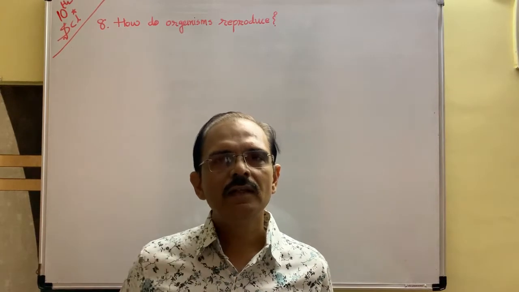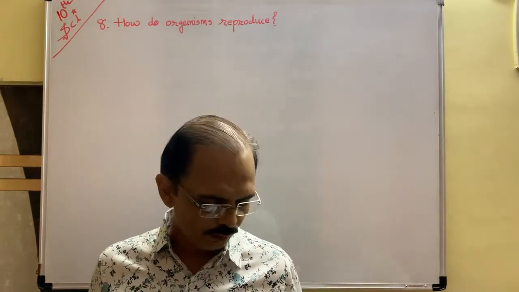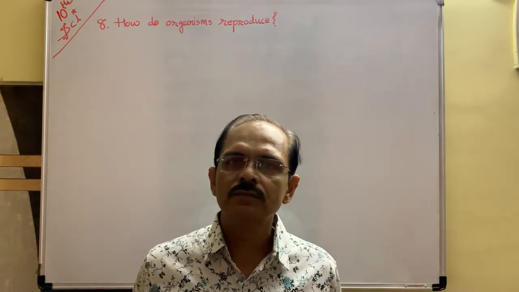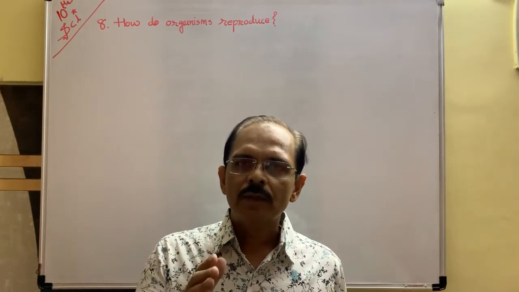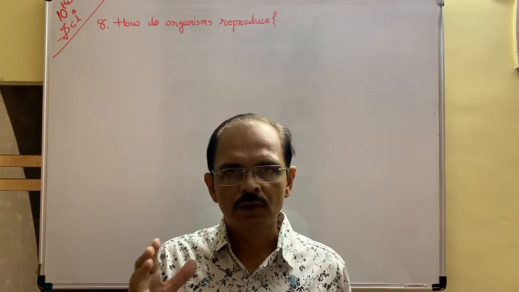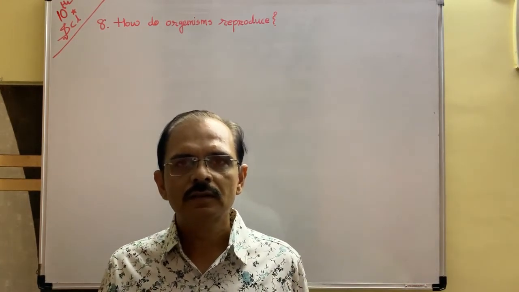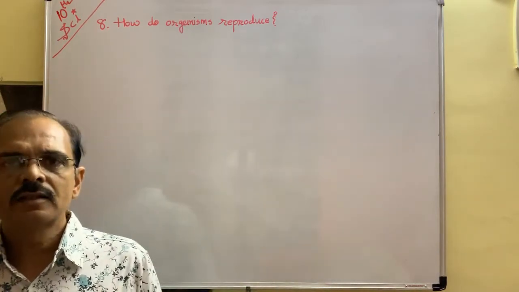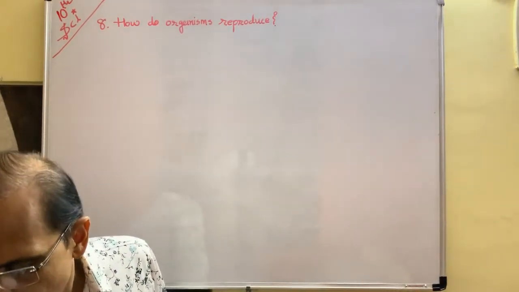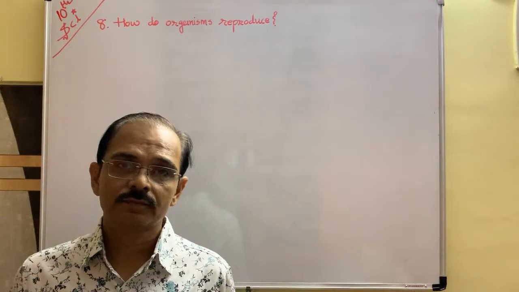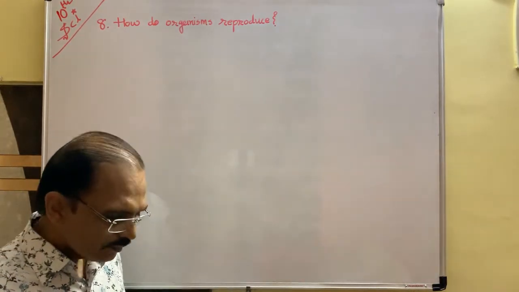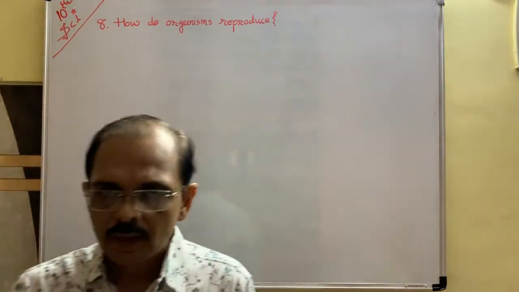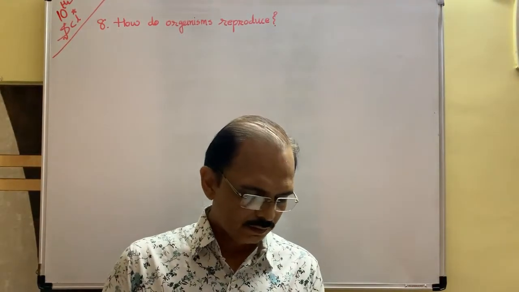The first and very interesting question given in your textbook is: do organisms create exact copies of themselves? Exact copy means Xerox copy. Is it possible? Do organisms produce exact copies of themselves? The answer is in very much detail. See, recall your 9th standard. Try to recall the 9th standard, okay?